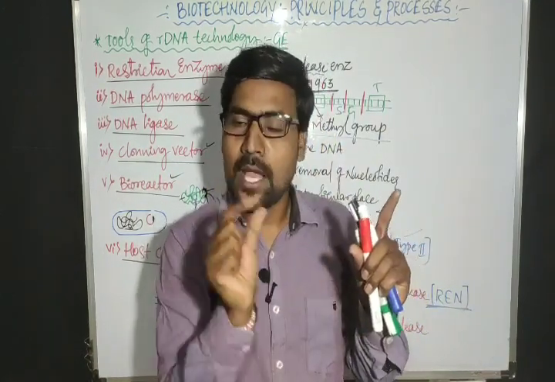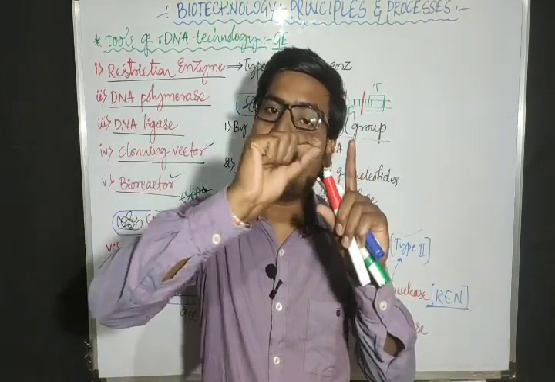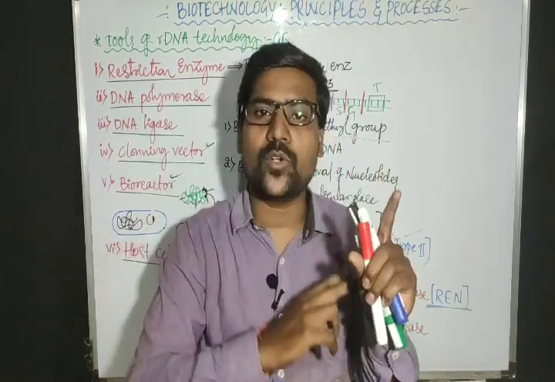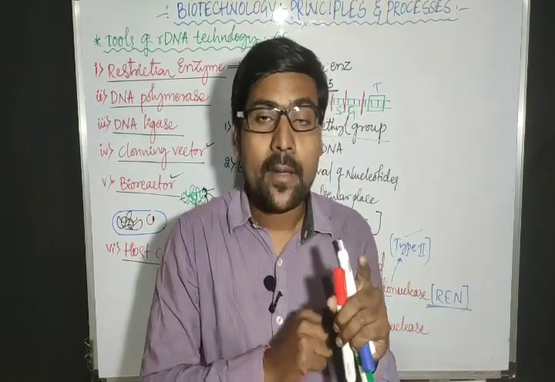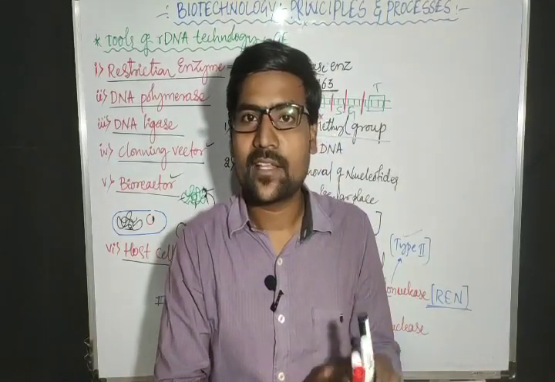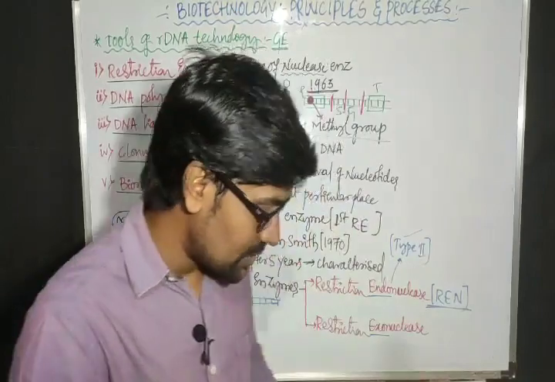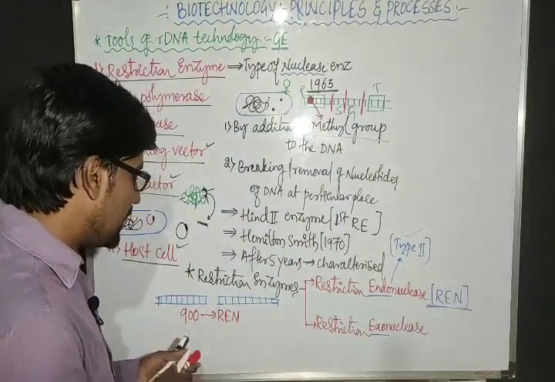In the same way, a particular enzyme, which enzyme? Restriction endonuclease enzyme. A particular restriction endonuclease enzyme is going to find the particular sequence on the DNA, and only there it is going to cut, but other enzymes cannot cut at the same place. So in that way we have 900 different types of restriction endonuclease enzymes.